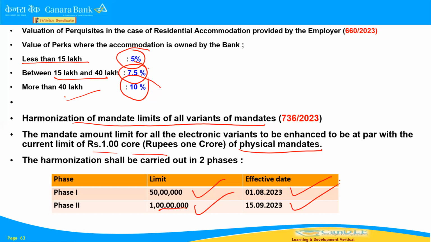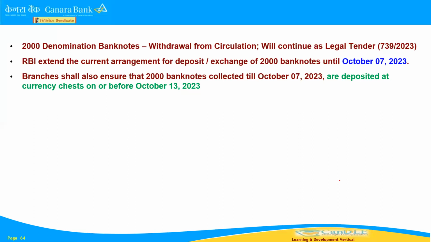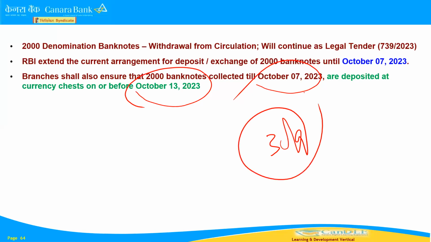Phase 1, phase 2, slowly they are going. As you know, regarding denominations of 2000 rupees currency notes, the Reserve Bank of India has now extended up to October 7th, and the bank has to deposit in currency chest by October 13th. Already the dates are over, but we don't know whether he can ask. Otherwise, it is 30th September as per RBI's earlier guidelines.